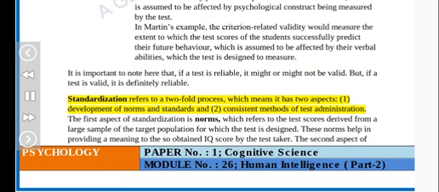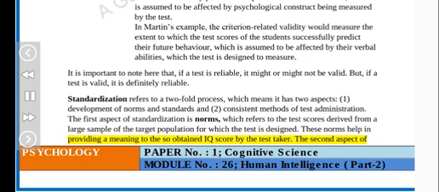Standardization refers to a twofold process, which means it has two aspects: one, development of norms and standards, and two, consistent methods of test administration. The first aspect of standardization is norms, which refers to the test scores derived from a large sample of the target population for which the test is designed. These norms help in providing a meaning to the so obtained IQ score by the test taker.